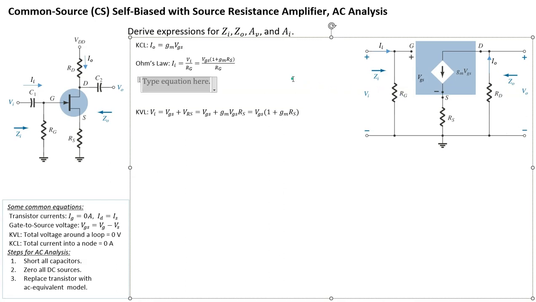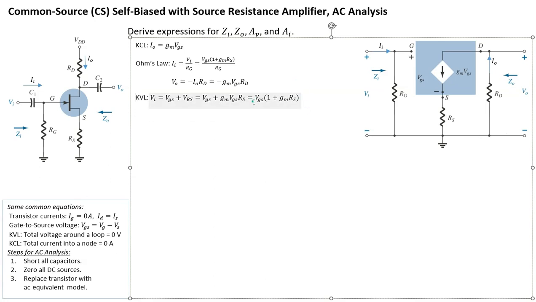VO is going to be equal to IR. I is negative IO, remember, it's flowing in the other direction, times RD. Since we know that IO is GM VGS, this expression becomes negative GM VGS times RD. All right, so that's our expression for VO. So we have the four of them: IO, II, VO, and VI.